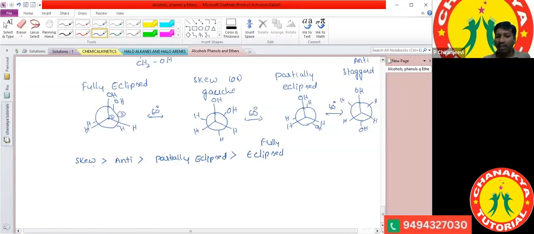Sir, why is the skew form more stable? Generally anti-staggered has to be more stable, because the two OH groups are present exactly in opposite directions. But the reason skew form is more stable is that it forms an intramolecular hydrogen bond. Due to the presence of intramolecular hydrogen bonding, the skew form is more stable than the anti-staggered. Now you got the clarity?